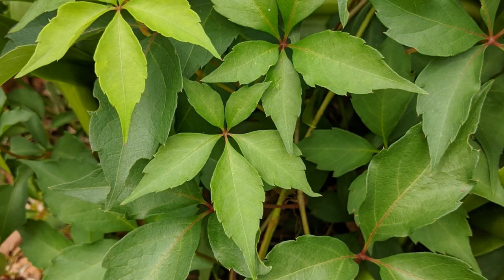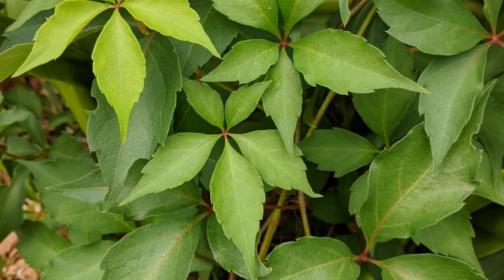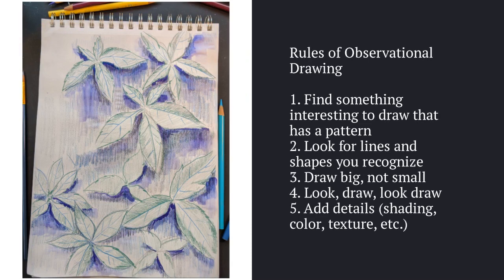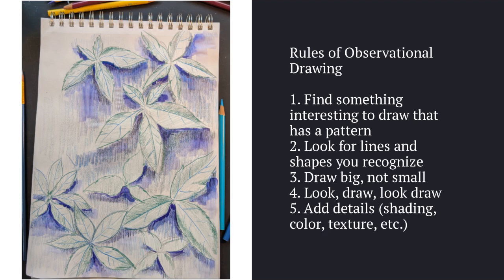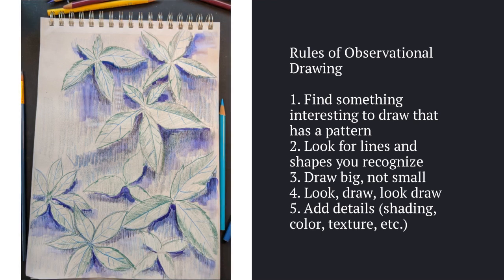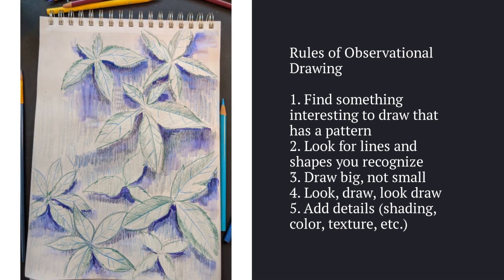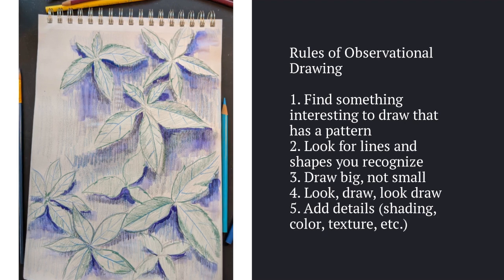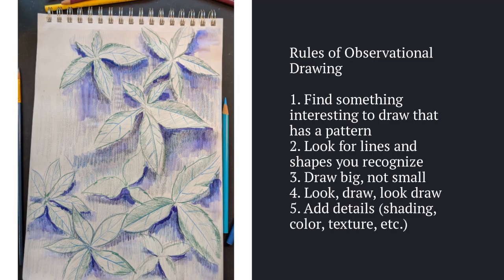I wonder if I could take this repeated leaf pattern and draw it observationally. If you would like to look at something like a flower or a leaf or a pattern in nature, try to follow the rules of observational drawing. One, find something interesting to draw that has a pattern, maybe even some of the pictures you saw earlier in the show. Look for lines and shapes you recognize. Draw big, not small. Look, draw, add details, shading, color, texture, etc.